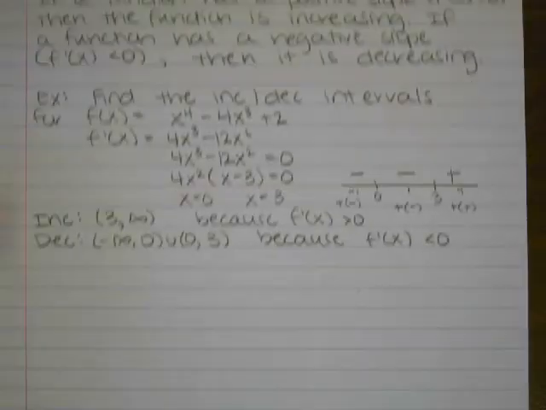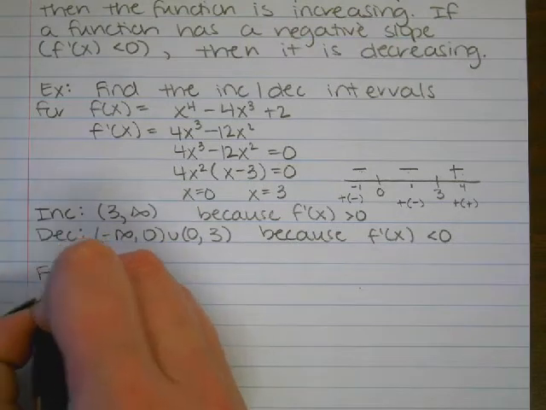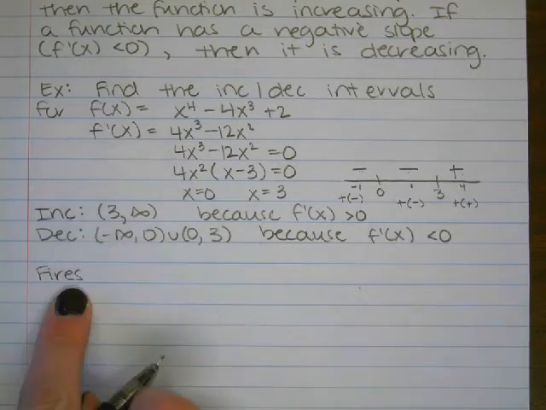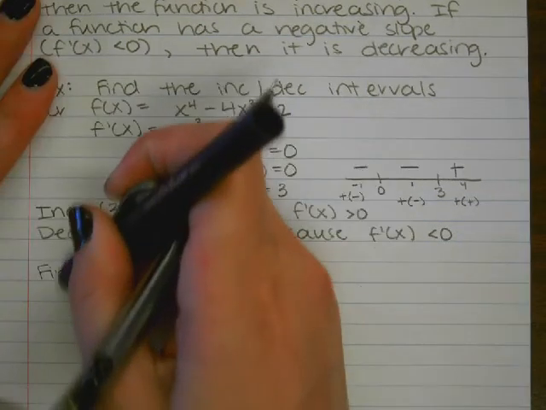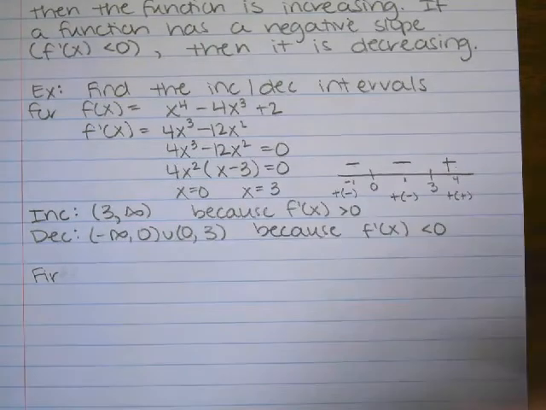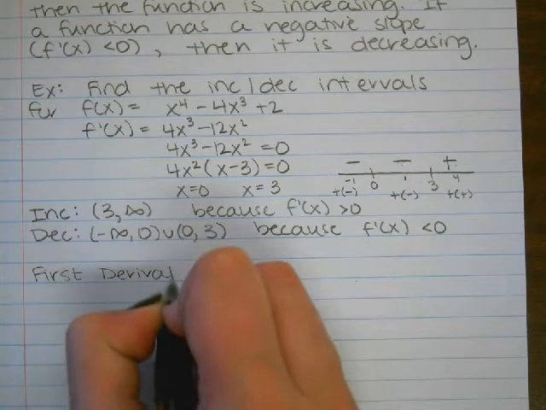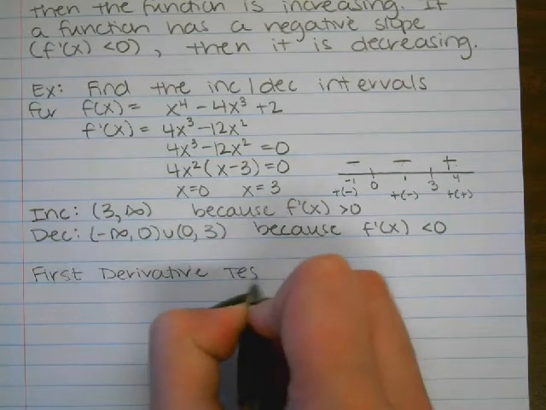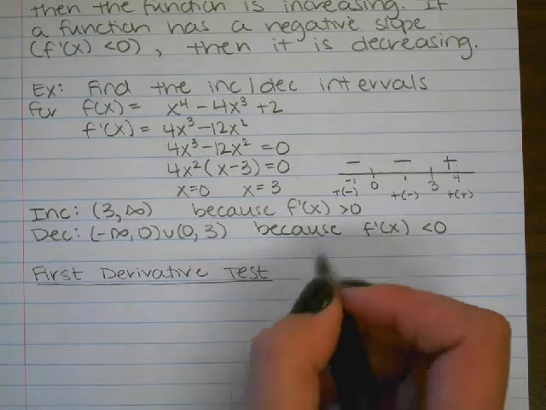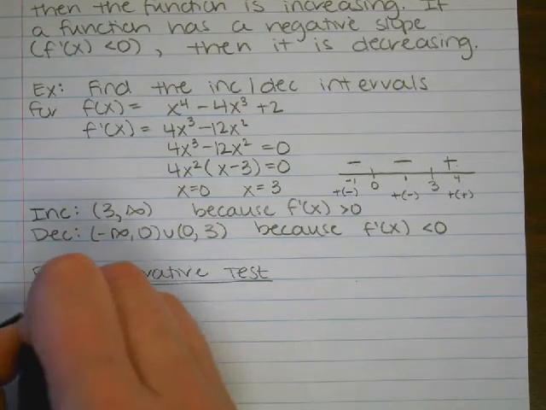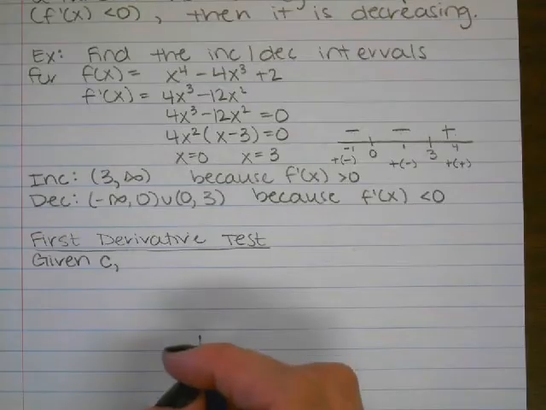Okay, so now we're going to talk about the first derivative test, and then we're going to use the first derivative test to finish the problem. First derivative test. Okay, the first derivative test has 3 situations. So we're going to say given C, and the C that I'm talking about here is a critical point.